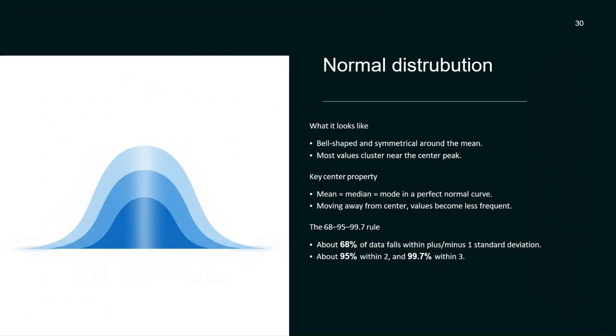It is called the 68, 95, 99.7 rule, which means that 68% of your data falls within plus or minus one standard deviation of the average. 95% of data falls within two standard deviations, and 99.7% within three standard deviations.